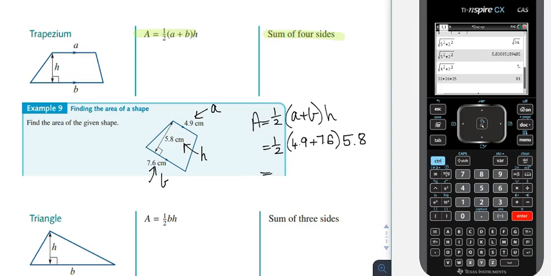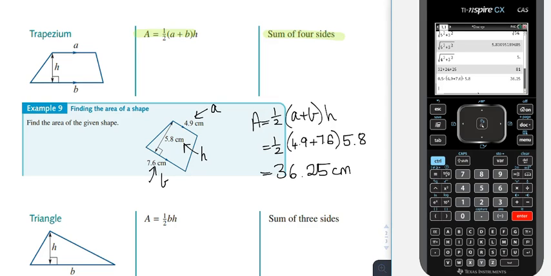That's something I'd put into my calculator. So chuck it in as 0.5 times (4.9 plus 7.6) in a bracket. Make sure you do have that bracket. And then I'm going to times that by 5.8, and that's going to give me out a result of 36.25. This is centimeters squared, and you do need that squared because it is an area.